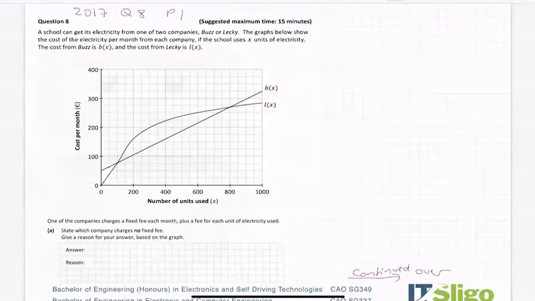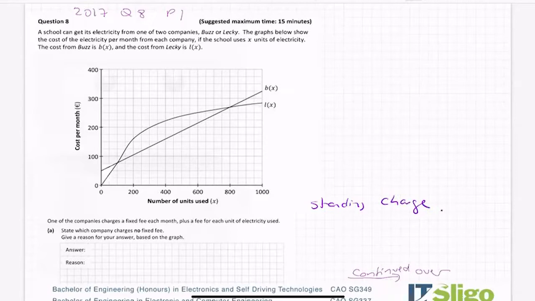One of the companies charges a fixed fee per month plus a fee for each unit of electricity used. State which company charges no fixed fee. Give a reason for your answer based on the graph. So there's a section on your course which is all about bills, and different books call it different things. It's the financial section, in with VAT or VAT and income tax, and there's a standing rate or standing charge that they talk about a lot.